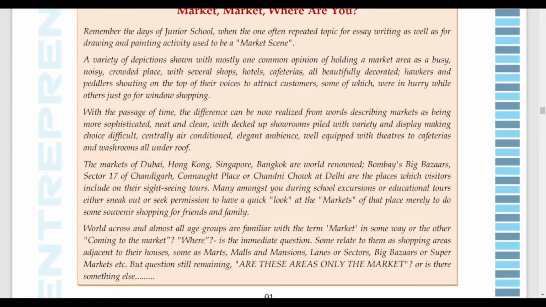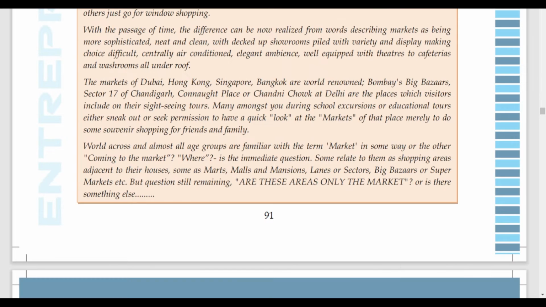With the passage of time, the difference can now be realized from words describing markets as being more sophisticated, neat and clean, with decked up showrooms, piled with variety and display making choice difficult. Centrally air-conditioned, elegant ambience, well equipped with theaters to cafeterias and washrooms, all under one roof. The markets of Dubai, Hong Kong, Singapore, Bangkok are world-renowned.